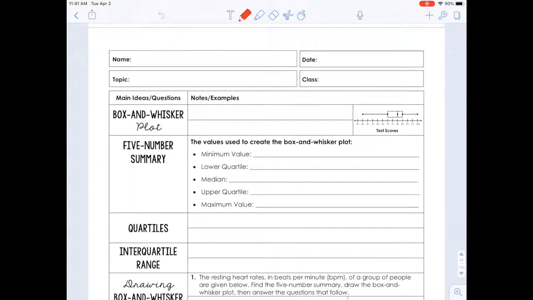So a box and whisker plot, the official definition for that, please make sure you're writing, is a way to display data on a number line by organizing it into 4 sections.